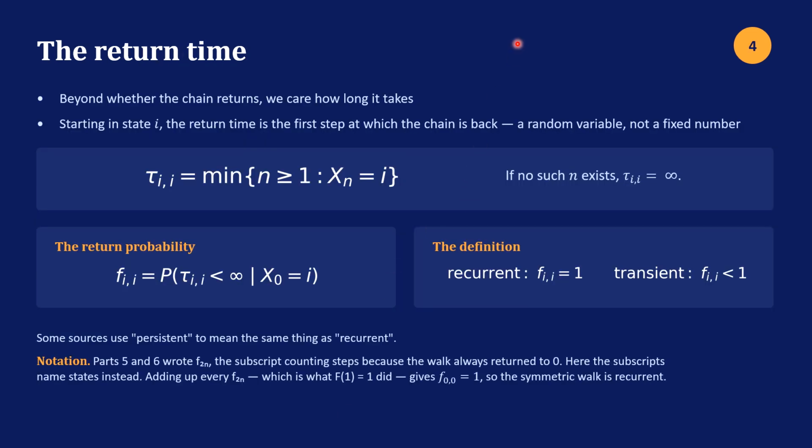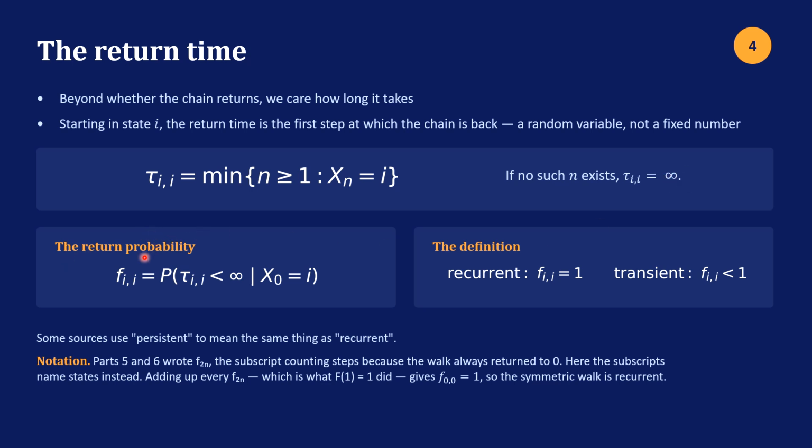Let's talk about the return time. Beyond whether the chain returns, we also care how long it takes to return to a state. So starting in state I, the return time is the first step at which the chain is back to state I, and that's a random variable, not a fixed number. We define it here as tau sub I comma I. It's the minimum n greater than or equal to 1, such that X sub n equals I, where I is the state we started from. If no such n exists, then tau sub I comma I is said to be infinite.